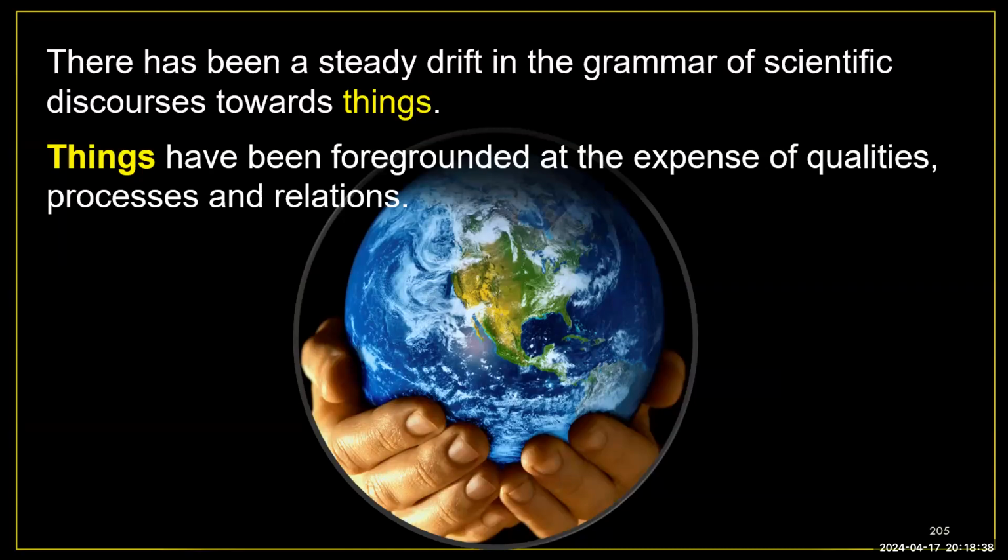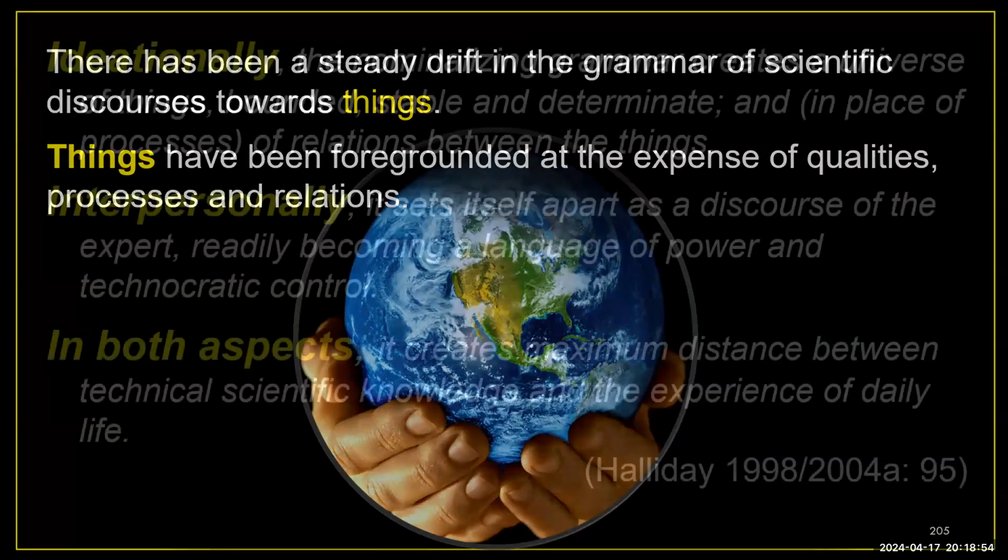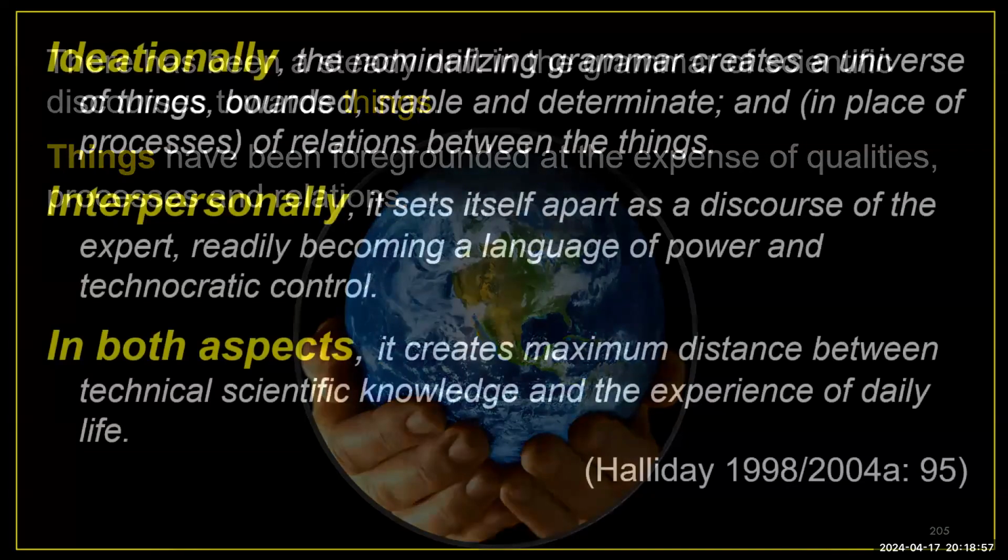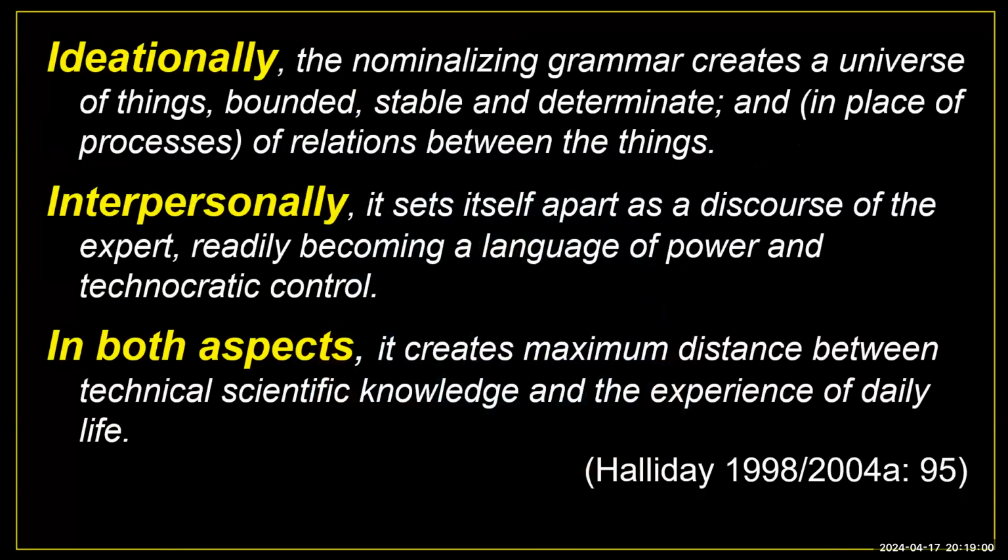And when we say this is the language of scientific writing, it's the language of academic writing, no matter what science, not necessarily the hard sciences. This can be the soft sciences as well. It creates a universe of things bounded, stable, determinate, and in place of processes, of relations between the things. Interpersonally, it sets itself apart as a discourse of the expert, readily becoming a language of power and technocratic control. What does Halliday mean by that?